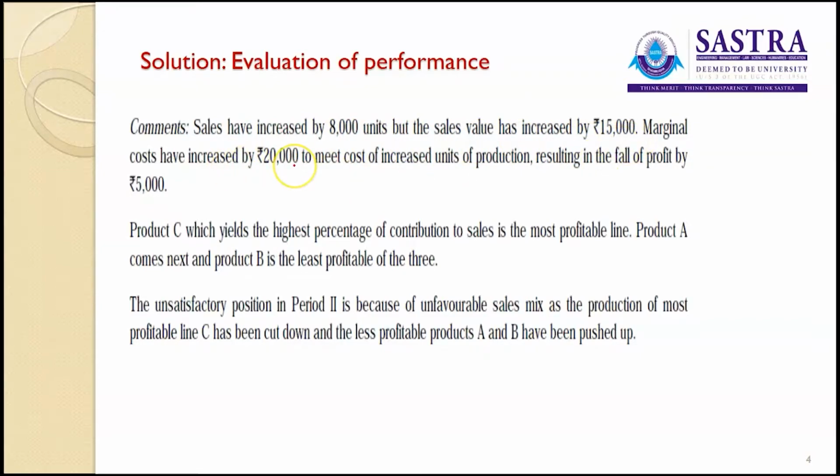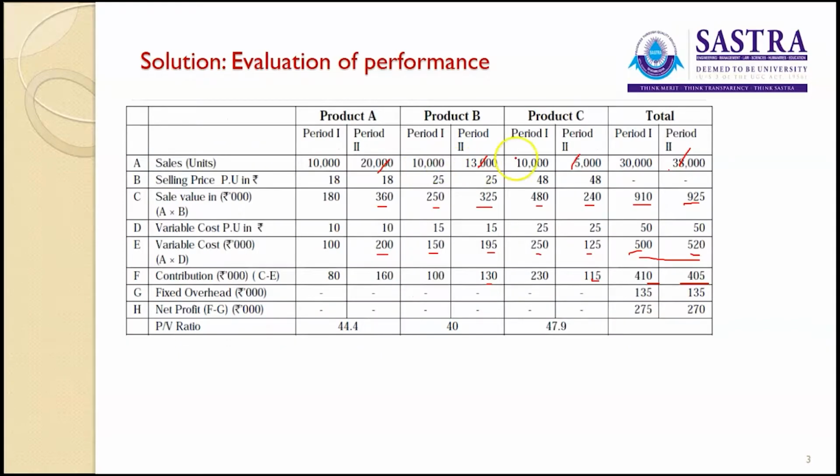But the marginal cost has increased by 20,000 to meet the cost of increased units of production, resulting in the fall in the profit of 5,000. See here, as I have already told, now we have a sales value increase of 15,000 here, but the contribution has increased by 20,000. So the variable cost has increased by 20,000. Now the contribution has decreased by 5,000.